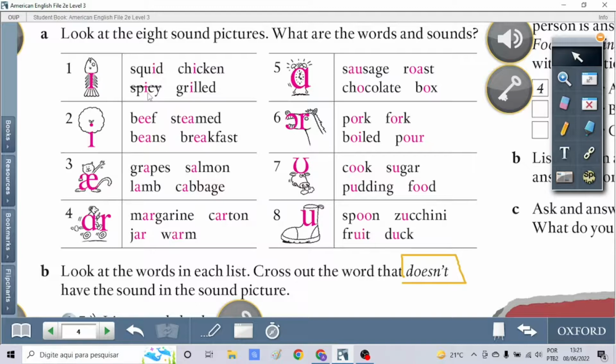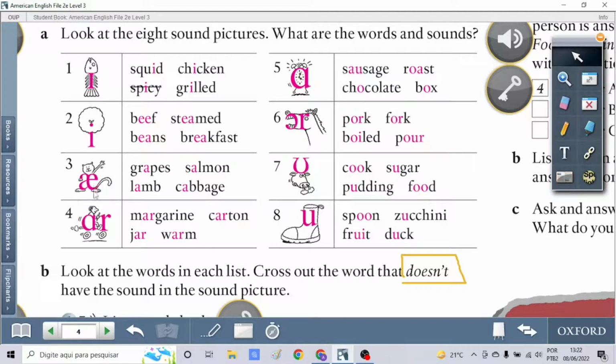Here we have, for example, squid, chicken, spicy, grilled. So spicy is the one with a different sound. It's I, like in bike. Okay, so cross it out. Number 2, now it's your turn. Tree, E. Which word here doesn't have the E sound? Cross it out, please.